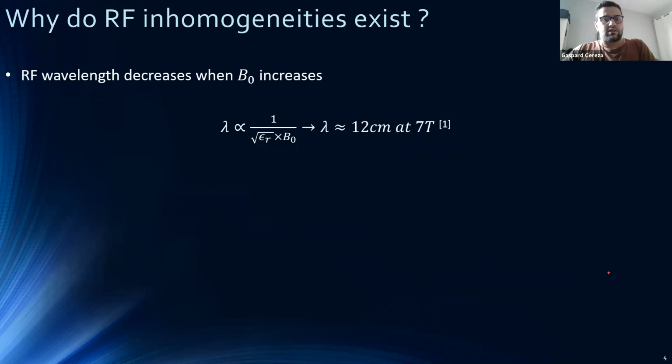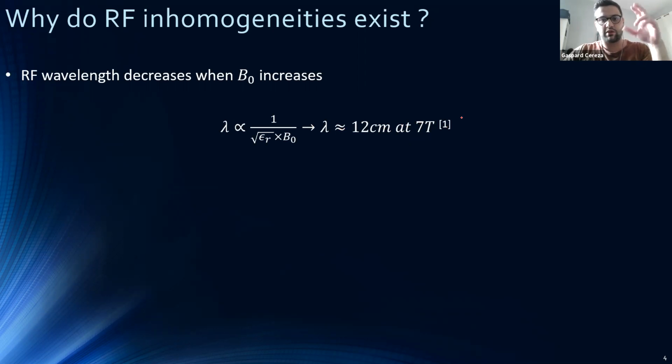All right. So the RF wavelength will decrease when B naught increases because, as we saw, the RF frequency is related to B naught. So when the frequency increases, the wavelength decreases. It will decrease following the dielectric properties, where the electric permittivity will play an important role. With the main tissue characteristics of a human body, we have a wavelength of around 12 centimeters at 7T. So 7T is considered ultra-high field MRI.